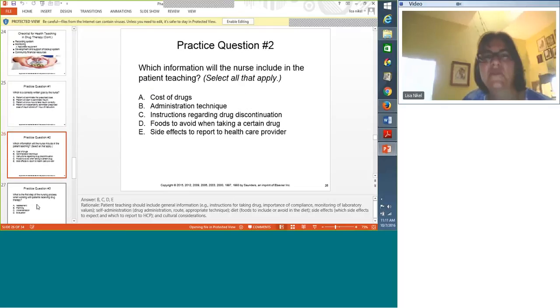Practice question 2, without looking at the answer, if you can avoid it. Which information will the nurse include in the patient teaching? This question's in here just to also let you know about select all that apply questions. These are questions that make nursing students crazy. So you want to make sure that you're reading each statement as a true or false in response to the question that was being asked. That many times helps you filter out if you're not quite sure how to look at the question.